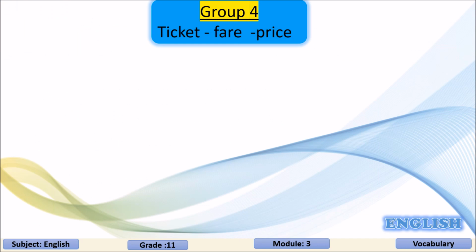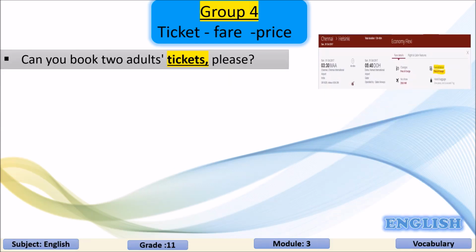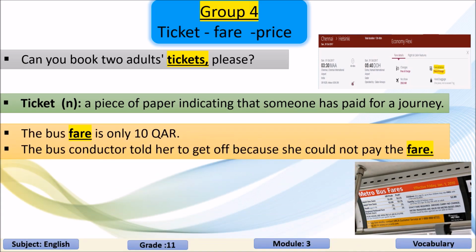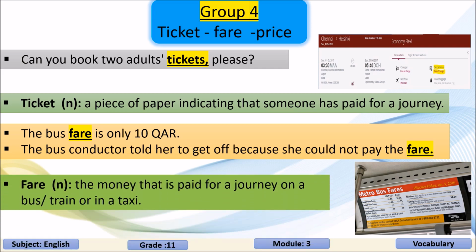All right, now let's move on to the fourth group: ticket, fare, and price. Let's read the example. Can you book 2 adults tickets, please? Of course, you can pause the video to check the definition. Second example, the bus fare is only 10 QAR, or 10 Qatar Riyal, and it is here associated with money. Read your definition.